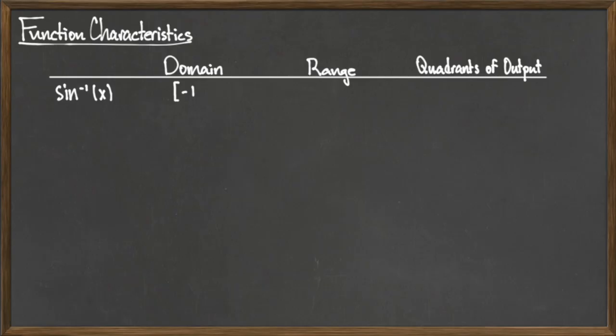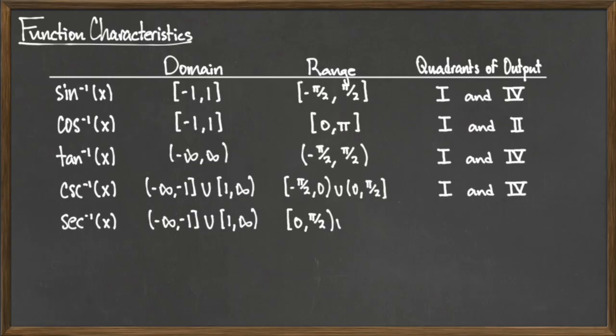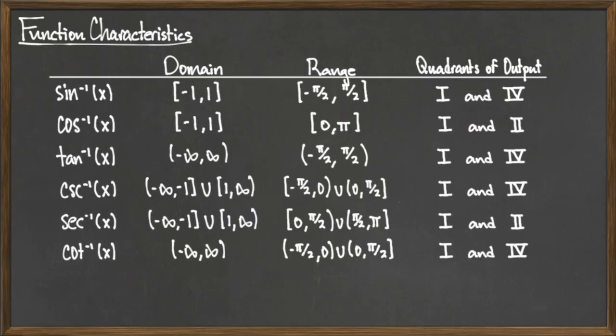Here in this slide, we're just cataloging a whole bunch of characteristics about all these functions: domain, range, and an important topic for next video, the quadrants of output. Now here, we're referring to the quadrants of the unit circle. We're going to see in the next video how to use the unit circle almost in reverse order to help us with these inverse trig functions.